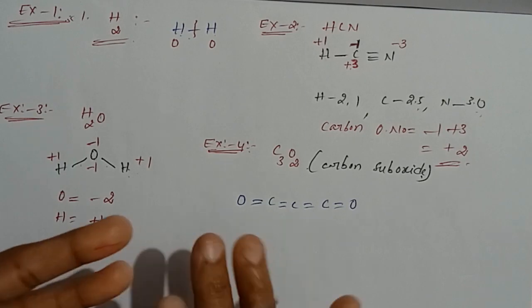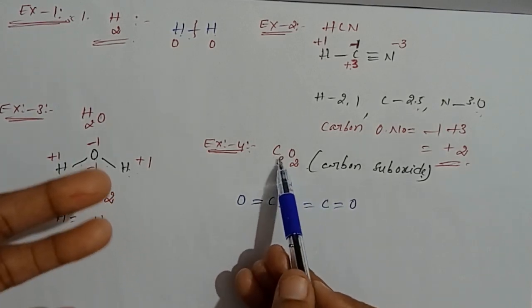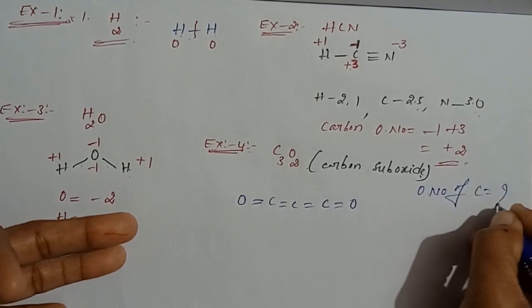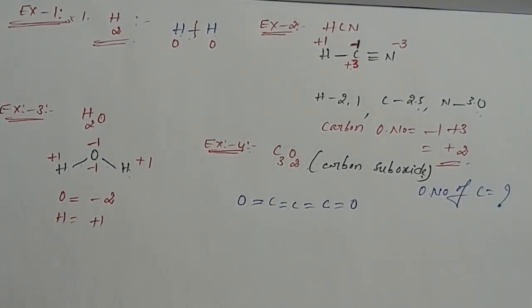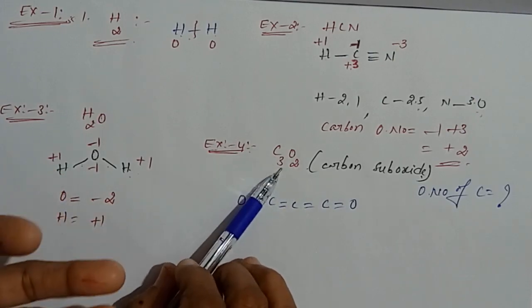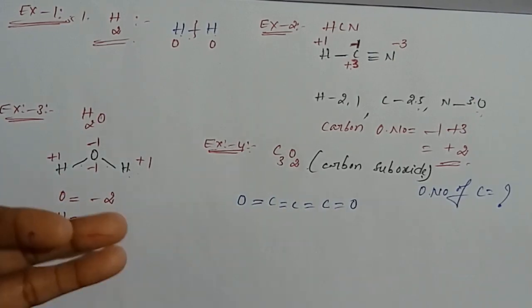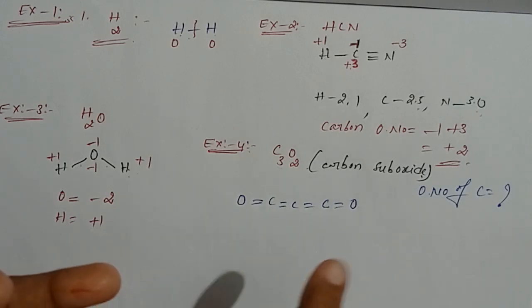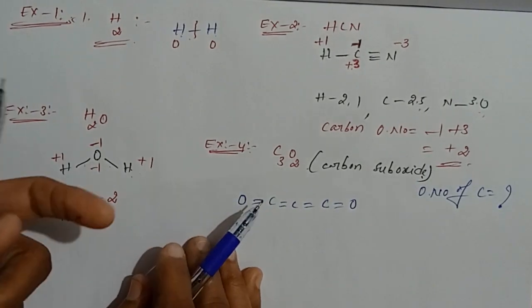Now I want to calculate. Here, students, I want to find the carbon oxidation number. How many carbon atoms are there in this molecule? 3 carbons are there. That means more than one atom of the element is present in the molecule, so we have to find the average oxidation number, students. Whatever value we get is the average oxidation number of that element. Clear? Average oxidation number.